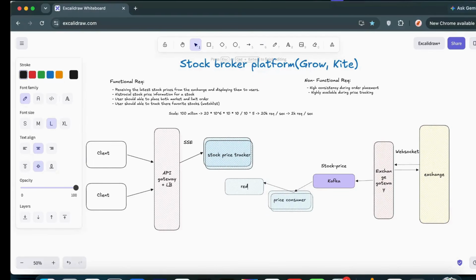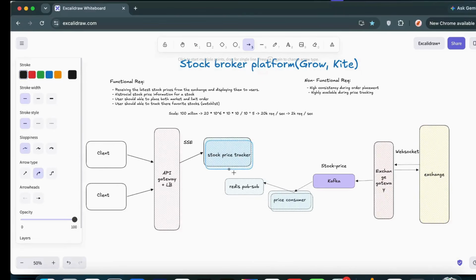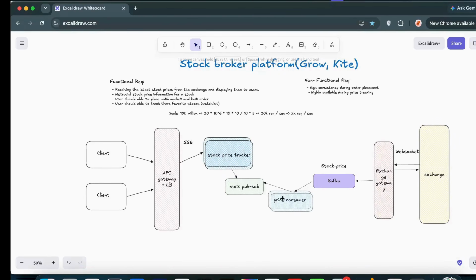So there will be Redis pub sub, that is something we can use. This consumer publishes the latest stocks, and the stock price tracker subscribes to this Redis pub sub, and from there, whatever latest stock prices are there, the stock price tracker keeps on getting them. Okay, let me color it differently, and yeah, we are done. So from this Redis pub sub, the stock price tracker subscribes to all the stocks, gets the latest stock information constantly, and from there we will feed the latest stock information to the clients.